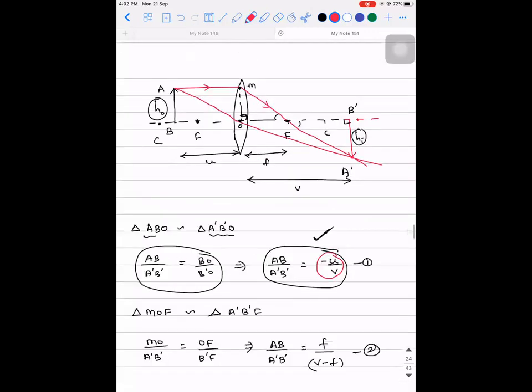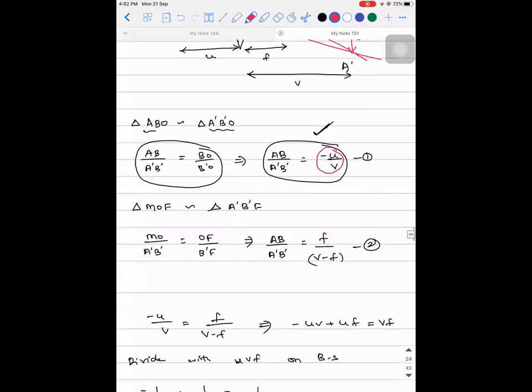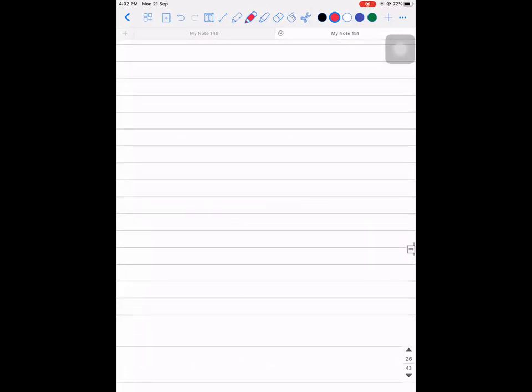Okay. So this is all about thin lens, this thin lens formula. The next formula that you're going to see is called the lens maker's formula. So remember, lens formula is different from the lens maker's formula.